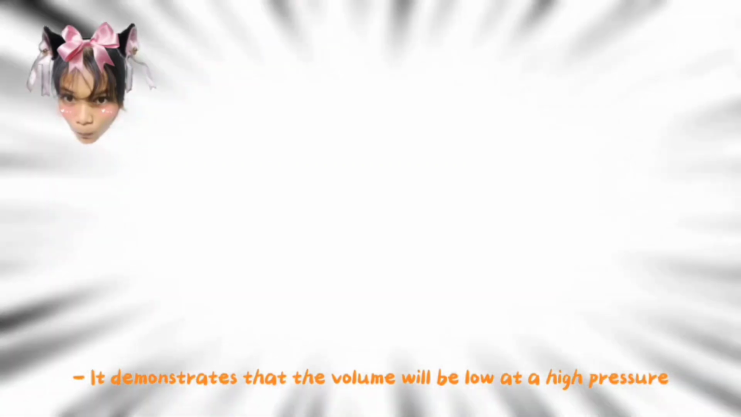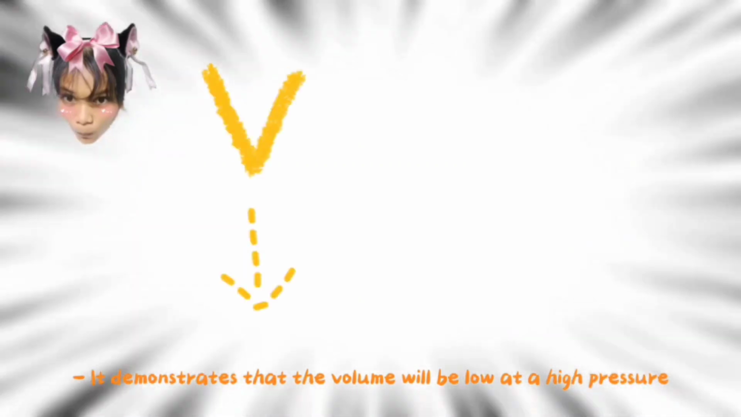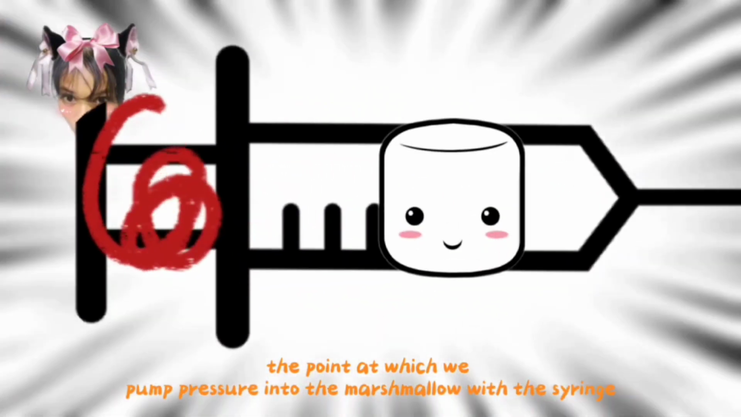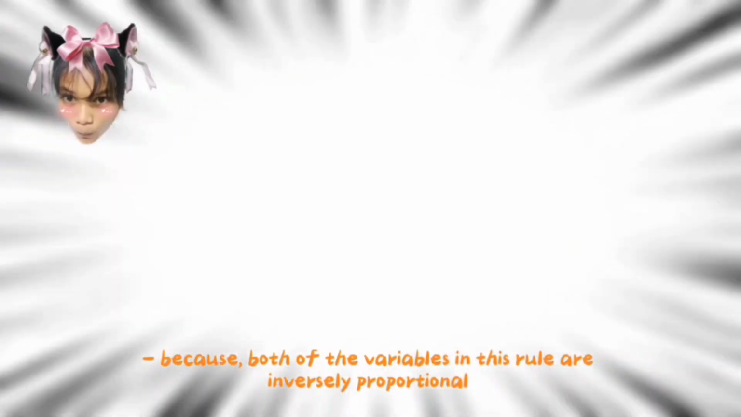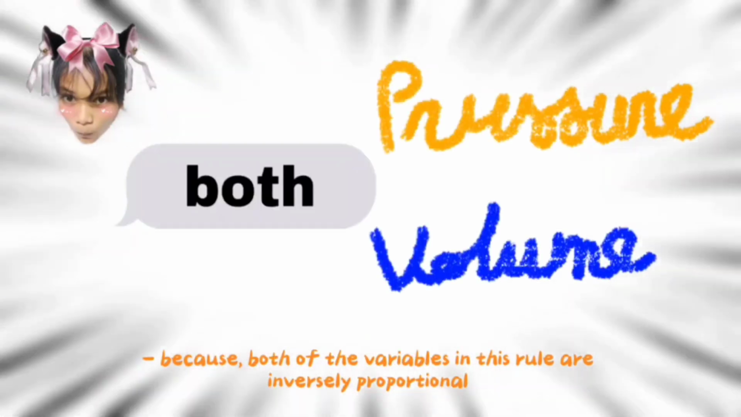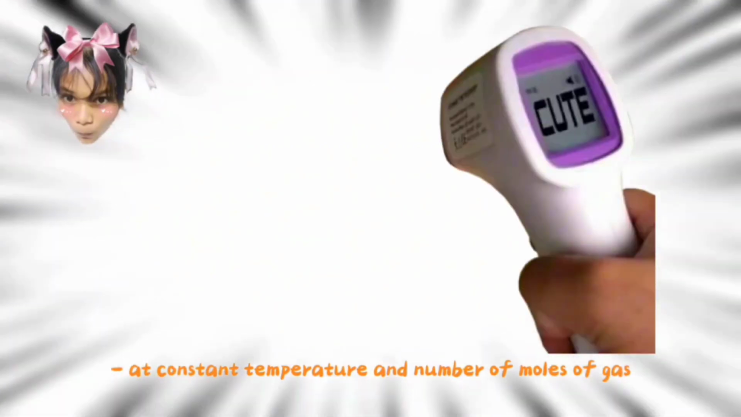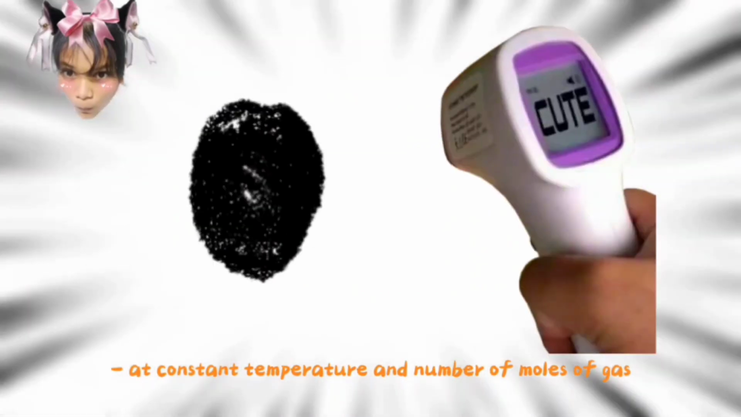It demonstrates that the volume will be low at high pressure, the point at which we pump pressure into the marshmallow with the syringe, because both of the variables in this rule are inversely proportional at constant temperature and number of moles of gas.